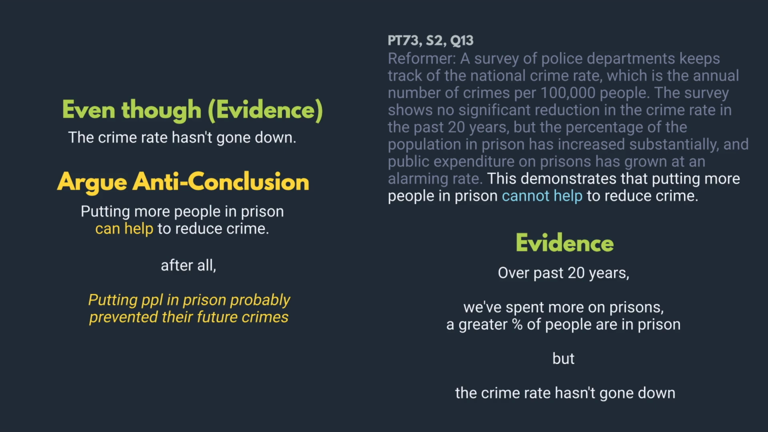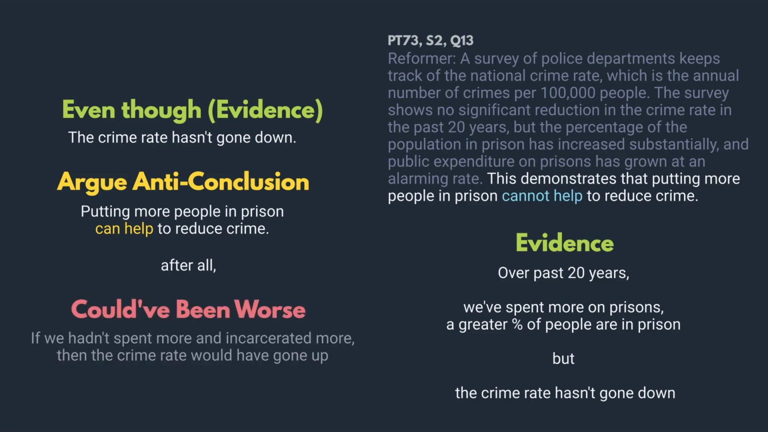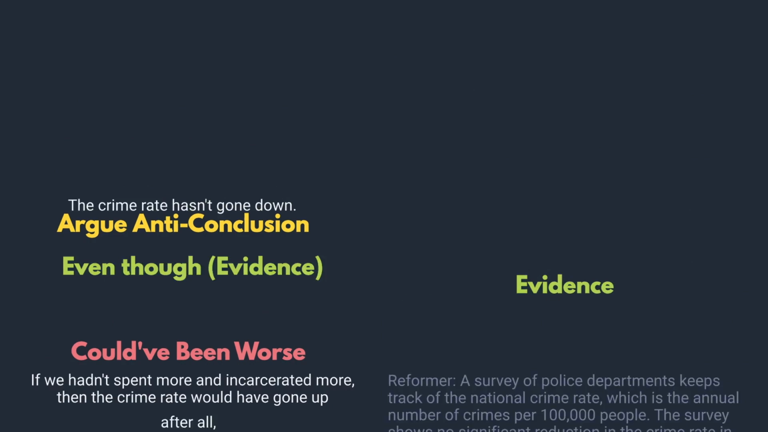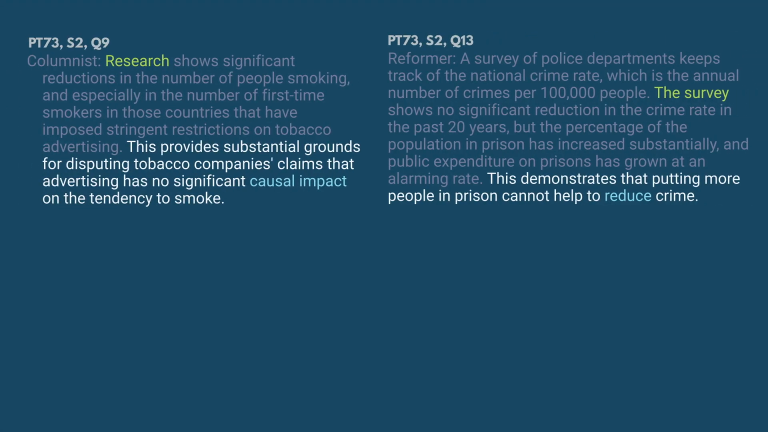Maybe it prevented them from committing future crimes. Or maybe there's data that shows that places with lenient prison sentencing had crime rates go up. Or we could just go back to our anti-causal objection. Hey man, it could have been worse. If we hadn't done all that prison stuff, then the crime rate would actually have gone up. So the fact that it stayed the same shows it's working. Both of these arguments started with research, survey, data, and then made a conclusion that related to causal interpretations of that data.